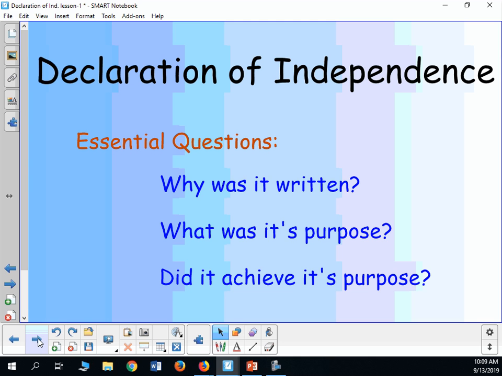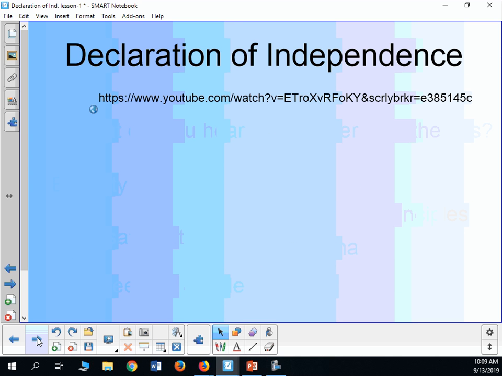All right. So these are the essential questions, and you're going to have to fit those in after the targets. I did not add those, so you'll need to do this. Essential questions are this: one, why was it written? Two, what was its purpose? Three, did it achieve its purpose? So we'll come back to those questions at the end of this particular assignment.